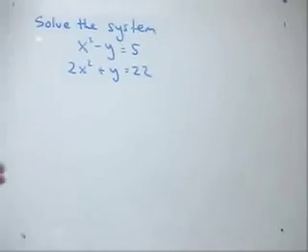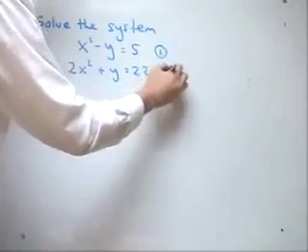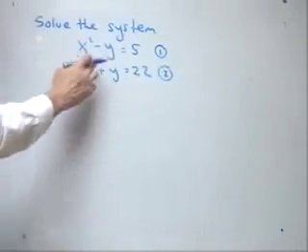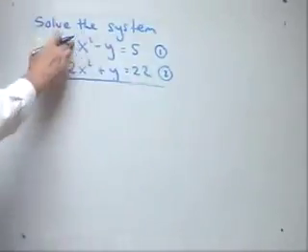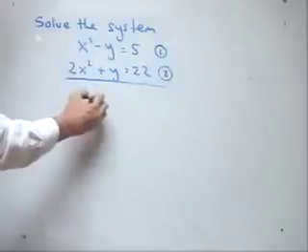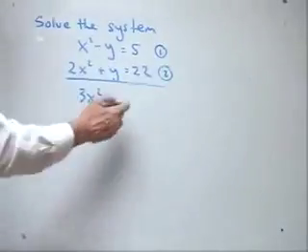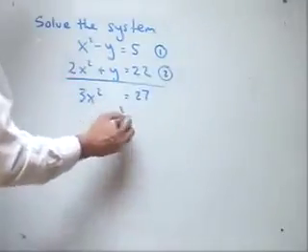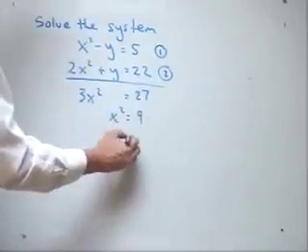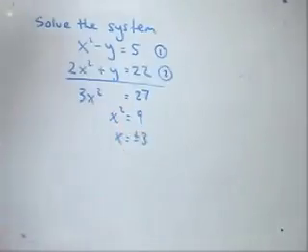Okay, solve the system. We've got equation 1 and equation 2. Now luckily we're quite easy here. We've got negative y and a plus y. We can add both equations together. X squared plus 2x squared is 3x squared. Negative y and positive y is 0. That gives me 27. X squared divided by 3 is 9, so x equals plus or minus 3.